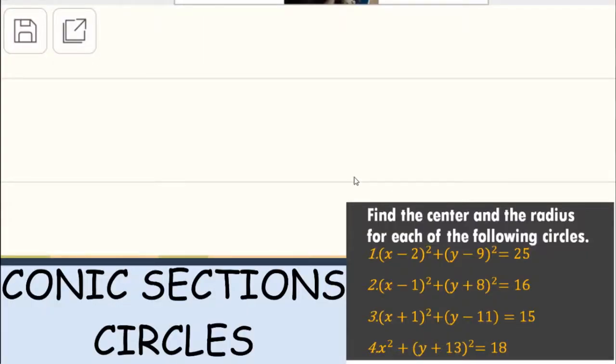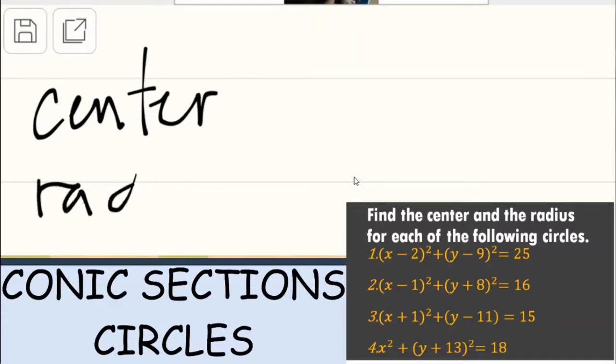Find the center and radius for each of the following circles. So number 1, let's find the center and radius. We can locate the center here, this H and K. Now, here we have negative 2 and this is negative 9.